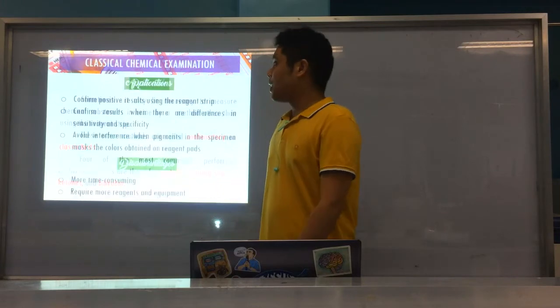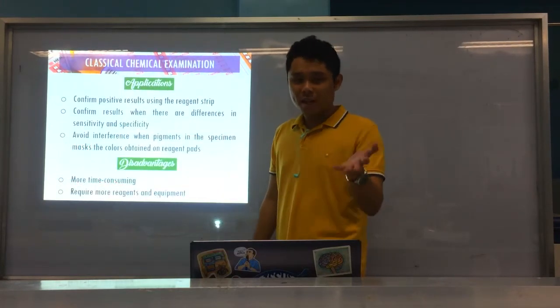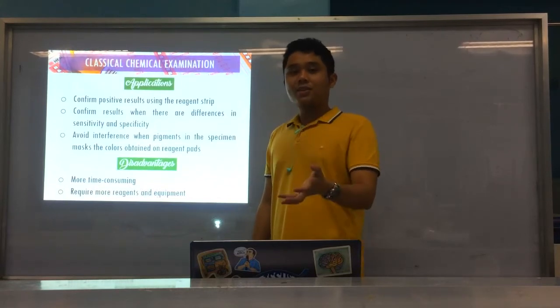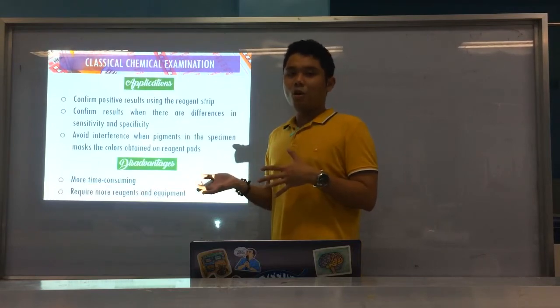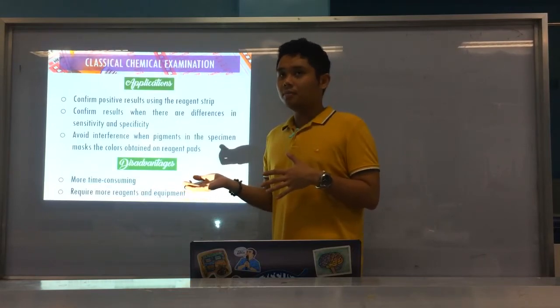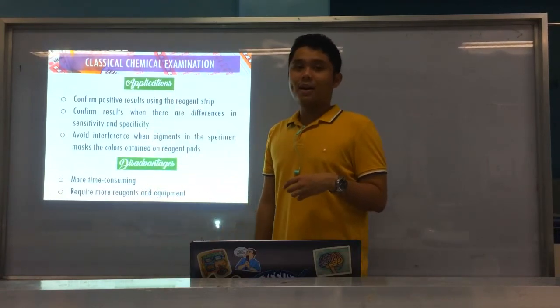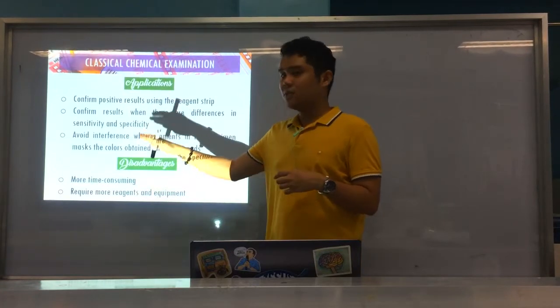Okay, alright. So again, for applications, number 1, we confirm the positive results of the reagent strip. Yeah, diba? Because again, we test the chemical exam of urine through reagent strips. But if we want to confirm the presence, for example, of glucose or protein, we can perform these classical chemical exam tests. Again, we confirm results if there are differences in sensitivity and specificity.